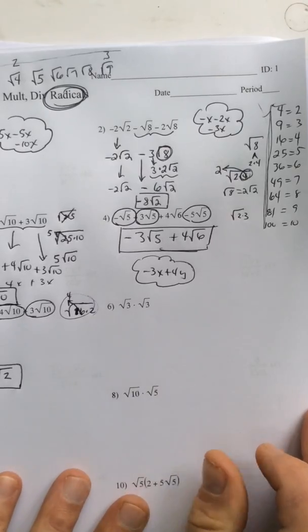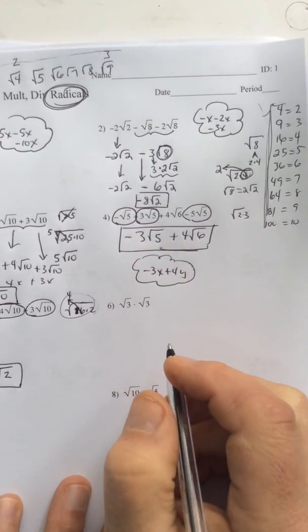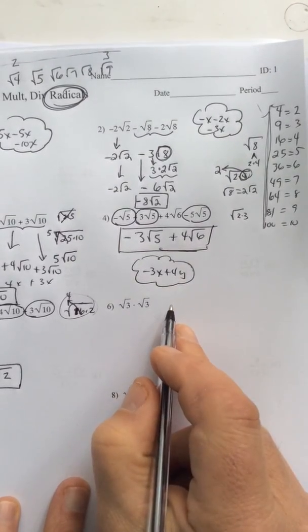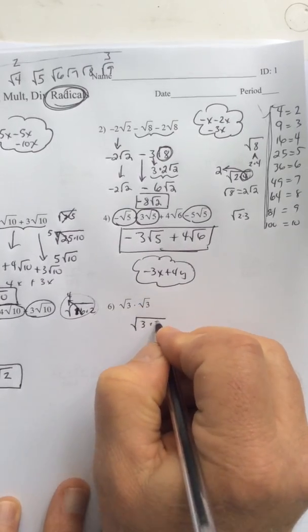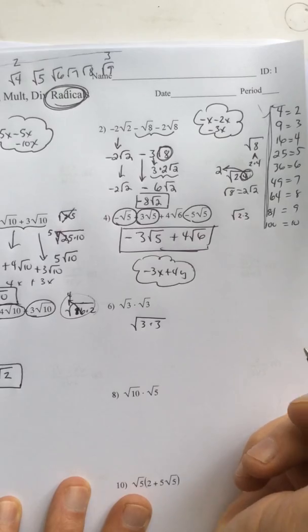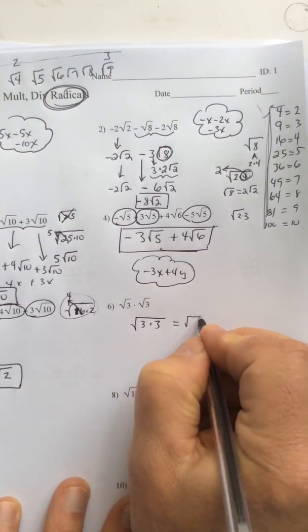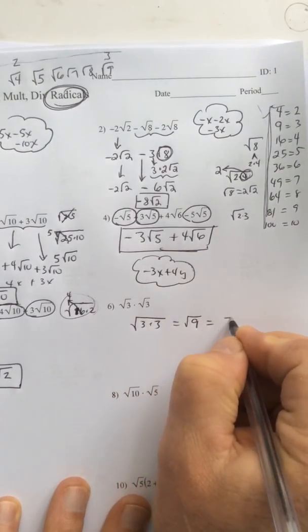Okay, multiplying radicals, you just multiply, so radicals do multiply together. That's just the same thing as the square root of 3 times 3. So you can put it all inside of one bracket. So that becomes the square root of 9, which is 3.